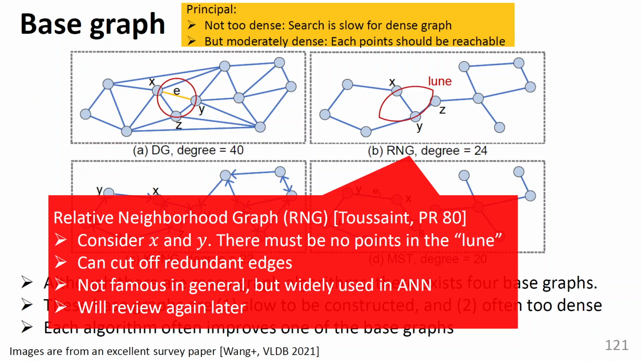And the main idea is, based on X and Y, we can draw a region called a lune between X and Y. And in this lune, there should be no other points in this region. Otherwise, we should not build a connection between X and Y. So the basic idea is you should not have any points in this lune. Otherwise, you should not build a connection between them. We will address what the idea is later.